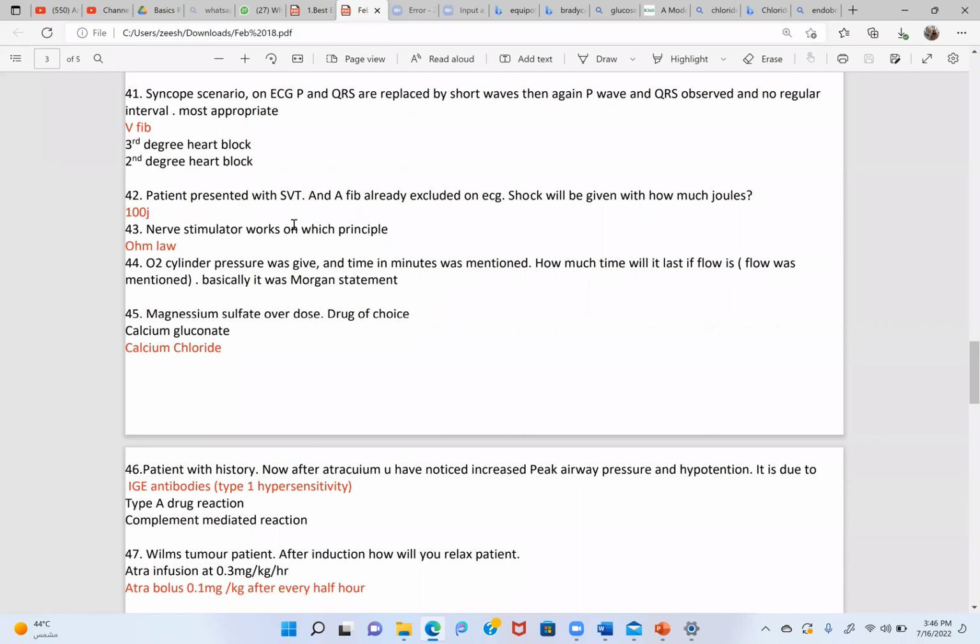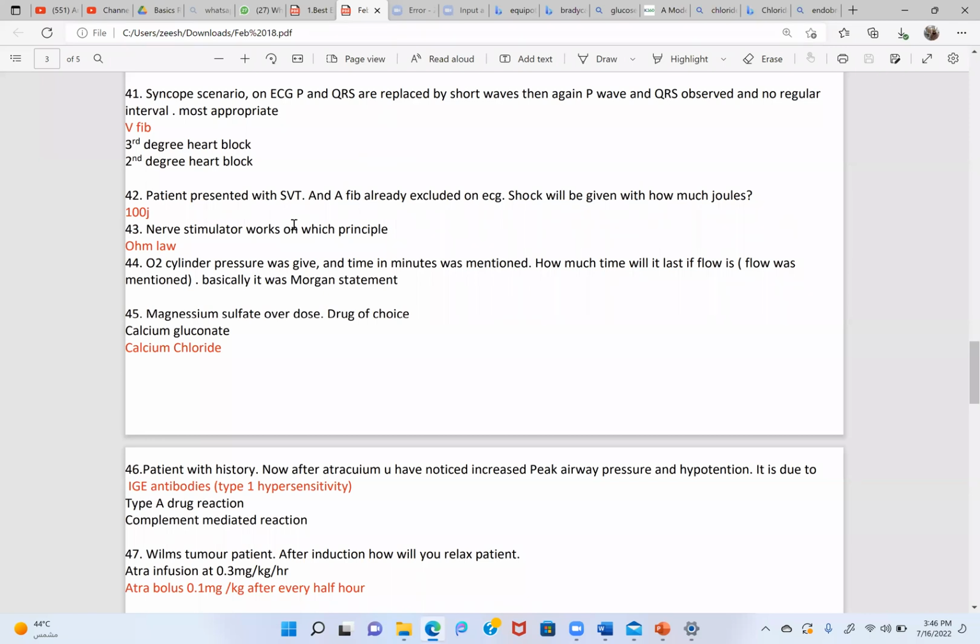It may be, but again, the scenario will tell you. Such a question should not come without an ECG strip. If they have given you the ECG and then they are asking you the question, this makes sense. Without a strip, only by words, it is not easily identifiable.